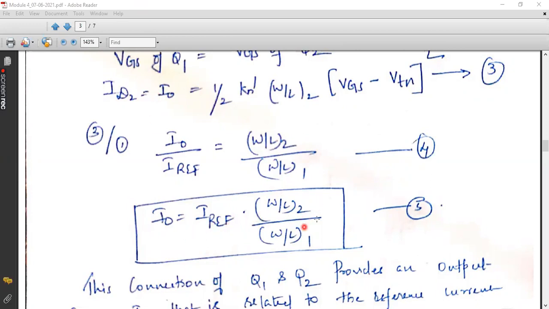Now, from this equation, it is obvious that the output current of a transistor is always a multiplication factor or a division factor of I reference. That depends upon the ratio of these two aspect ratios of the transistors. Accordingly, I can generate I0.